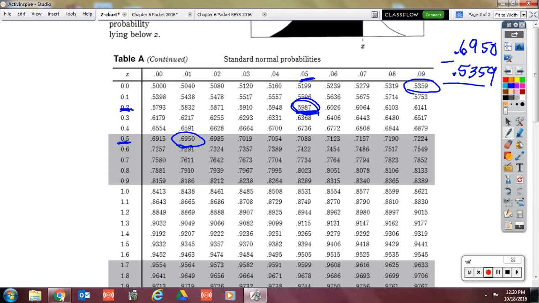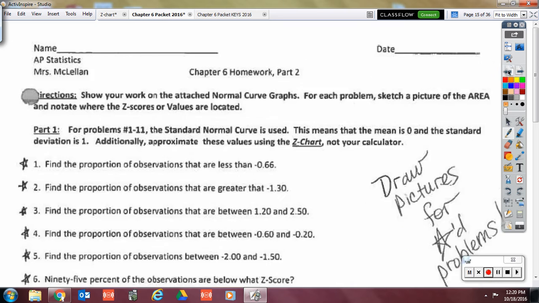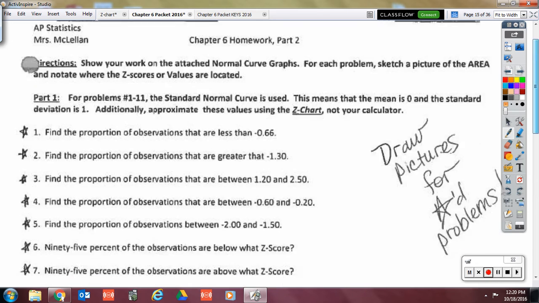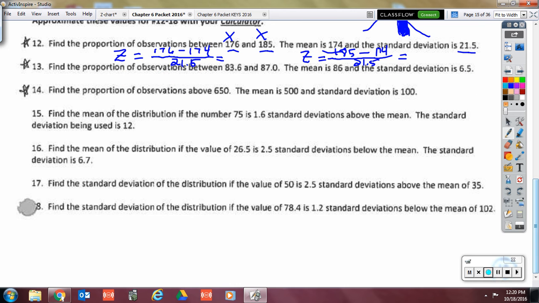All right, so let's look at number 17. Okay, so actually number 15. We'll look at 15. So for number 15 through 18, you don't draw the pictures on these. You will be given 3 out of 4 items, and you'll find the fourth. Okay, so let's do number 15.